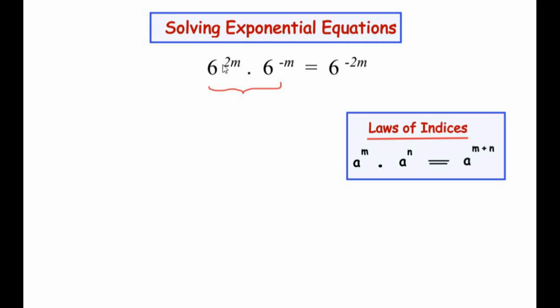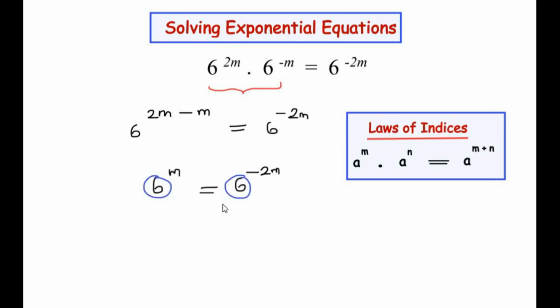So here we can see that the bases are the same. Let us write the same base, but the powers will get added together. So 2m gets added with negative m, and this will be equal to 6 to the power of minus 2m. Now let us solve the left hand side: 6 to the power of 2m minus 1m gives you 1m, is equal to 6 to the power of minus 2m. Once we have got the bases the same, 6 and 6 on both sides of the equal to sign, we can directly equate the powers as m is equal to minus 2m.